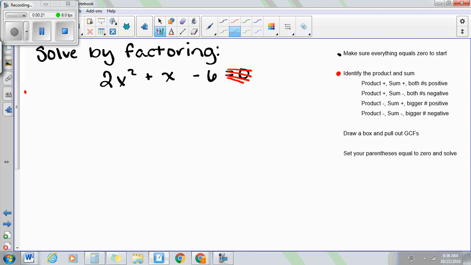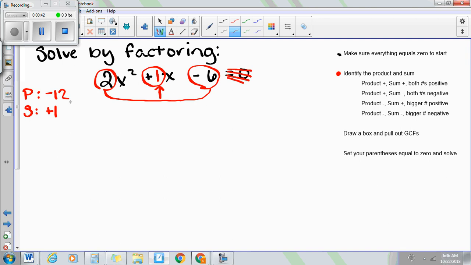And product is found by multiplying the first number times the last number. So 2 times -6 makes -12. The sum is the middle number. And there isn't a number in front of x, which means there's an invisible 1 right here. And that is a positive 1.